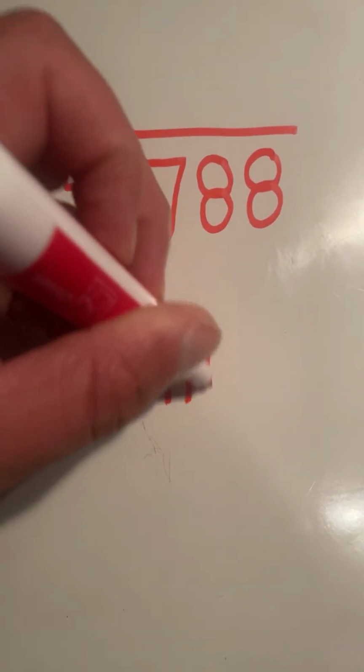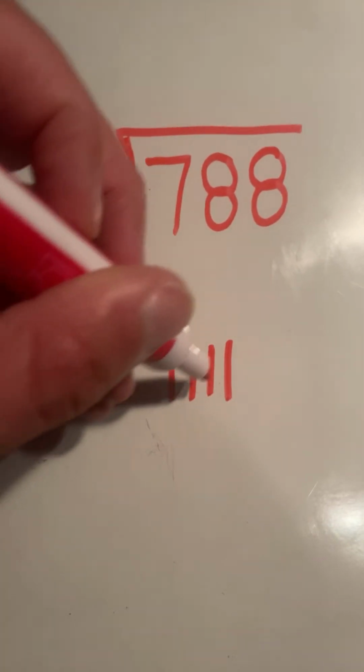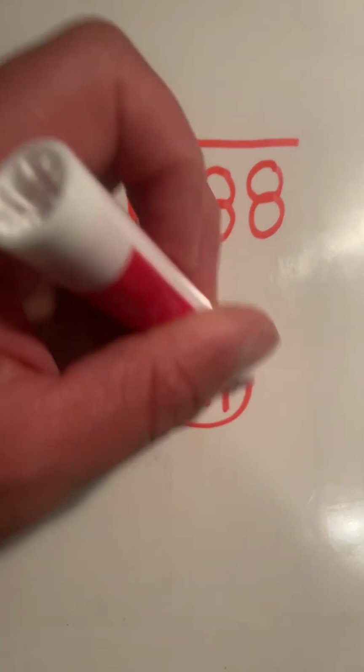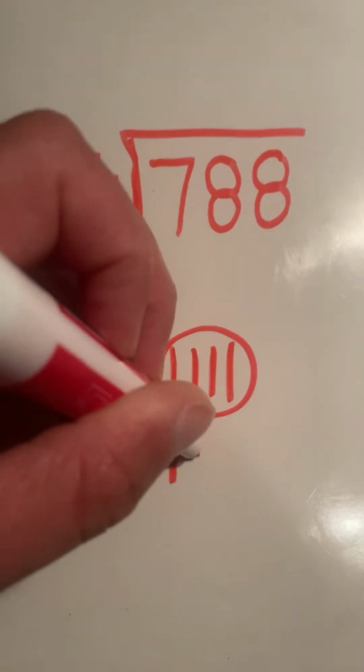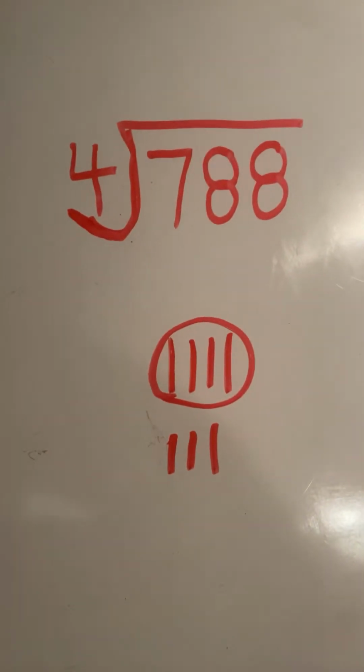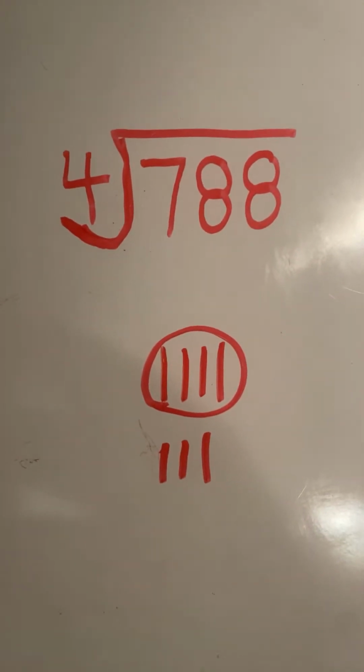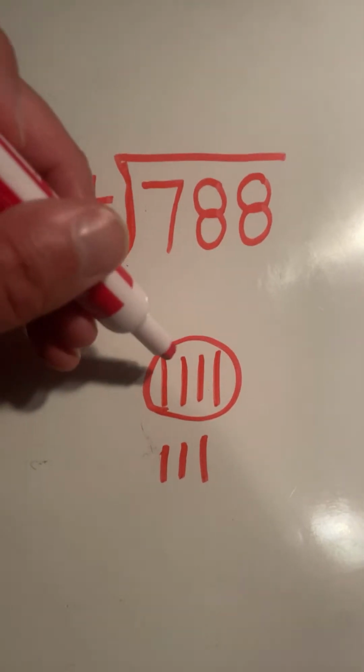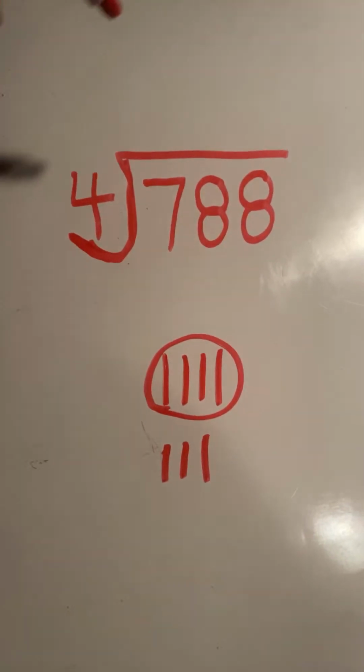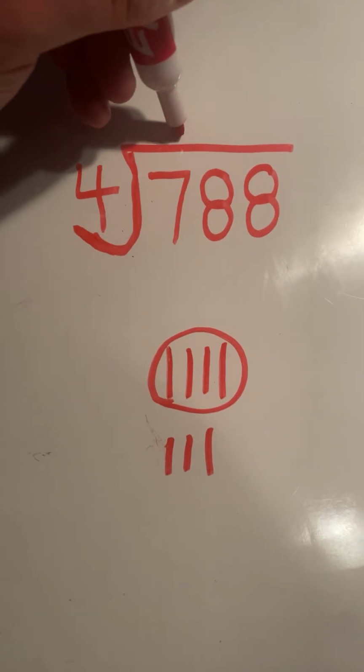1, 2, 3, 4. That's one group of 4. 5, 6, 7. So I was able to get one group of 4 within 7. So 7 divided by 4 equals 1.